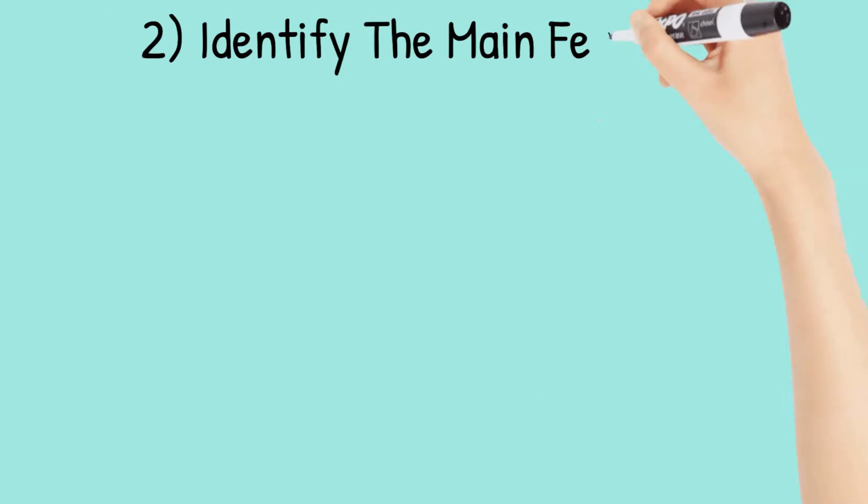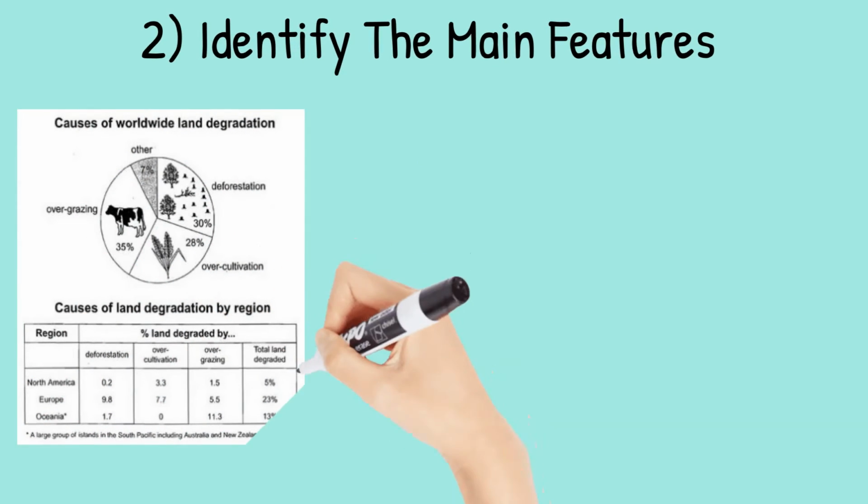So what main features stand out in each of the graphics in our practice question? Here are the pie chart and table again.